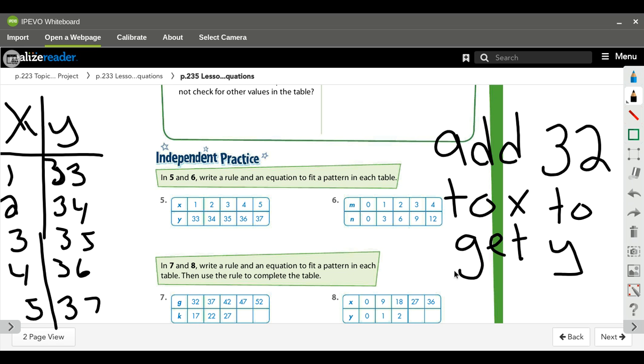That's the rule. I want to see it written out, please. I don't want to just see the equation because it says write a rule in an equation. So the equation is going to be x added to 32 equals y. Okay, so you're going to give me the rule, give me the equation for number 6. 7 and 8, you're going to give me the rule, give me the equation, and then fill in the missing values. Then when you're done with 6, 7, and 8, you're going to do your math practices and problem solving on the backside.